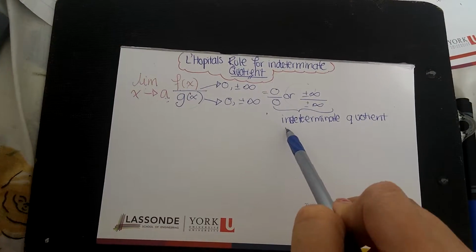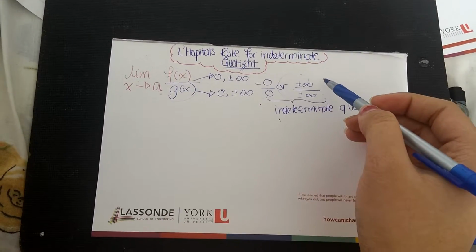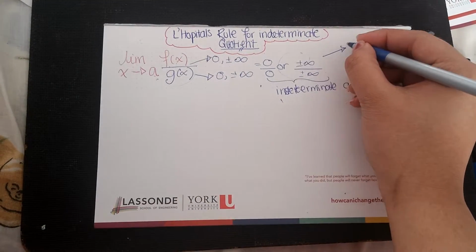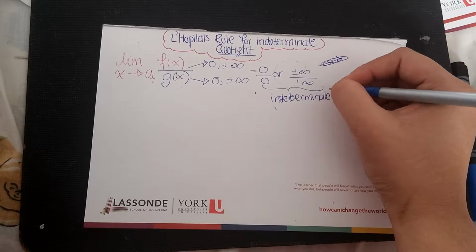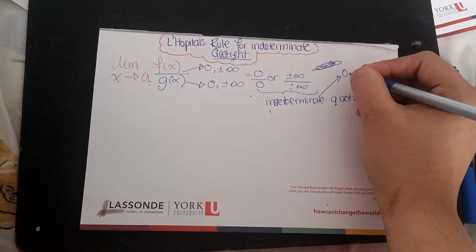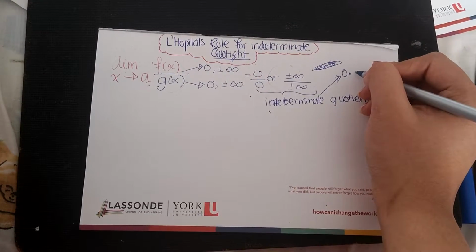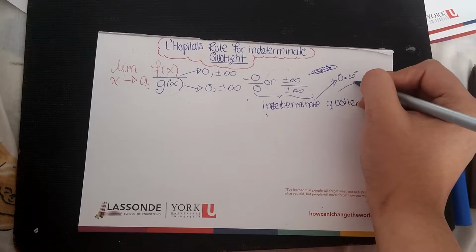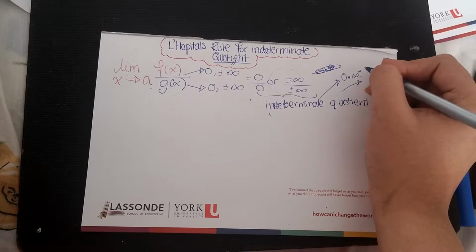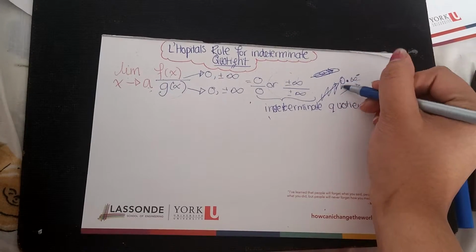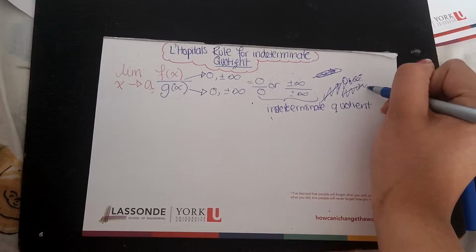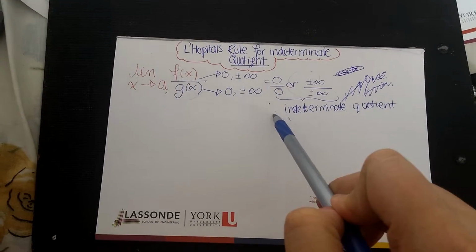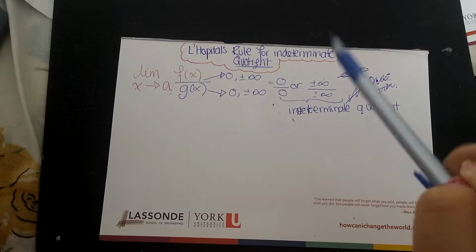Now, obviously, indeterminate forms come in many different shapes and sizes, just like people, okay? Indeterminate forms can come in like 0 multiplied by positive or negative infinity, or we can have 0 or something to the power of infinity. Basically, what I'm going to be teaching today is just applying L'Hopital's rule to indeterminate quotients. L'Hopital's rule is just going to be helping us with indeterminate quotients.